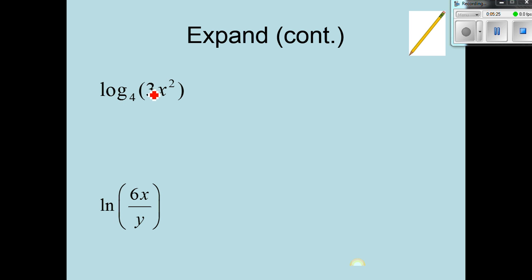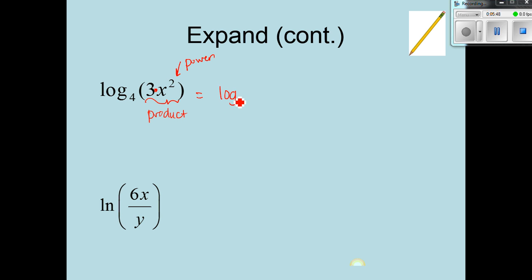Log base 4 of 3x squared. Oh, now I have a quotient, a product, and I have a power. So sometimes you can have more than one within a problem, but you have to make sure you take care of both. So the first thing I'm going to do is take care of the product.